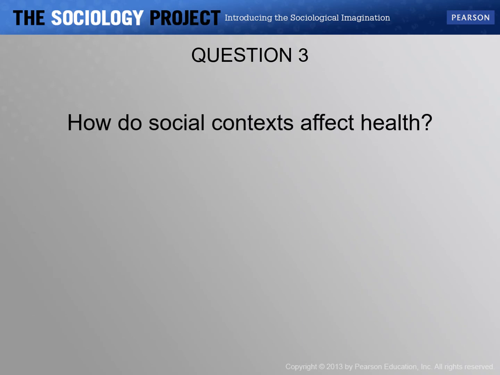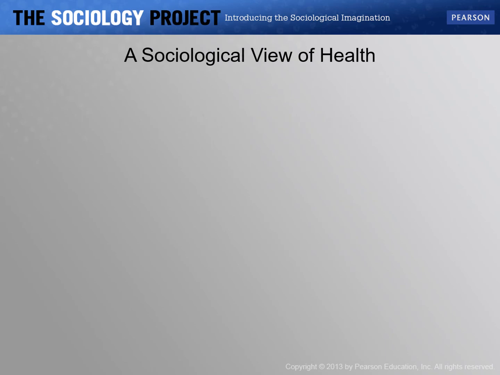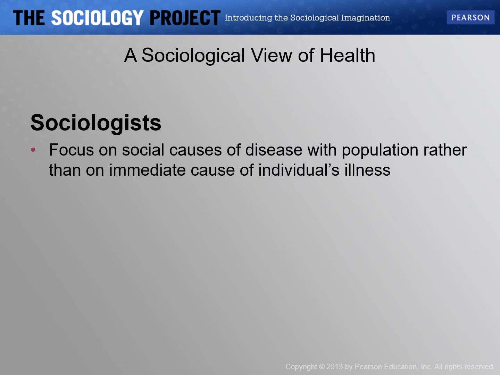Question 3, of course, is how do social contexts affect health? A sociological view of health: sociologists tend to focus on social causes of disease within populations rather than the immediate cause of an individual's illness. So, for example, with this COVID-19 outbreak, what are the social factors that lead to the spread of infection? We might study that. In fact, I'm sure once COVID remits, there'll be many books and studies published on the sociological factors.